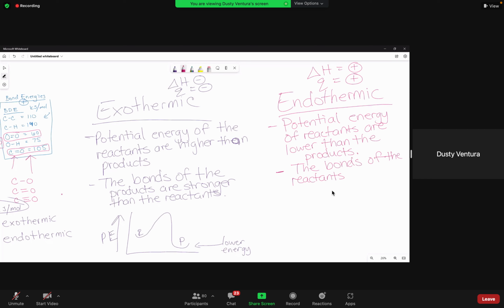No, it's a good thing. You don't want to expend energy. You want to be as chill as you possibly can. Zero point energy is always the goal. So the bonds of the reactants are weaker than the bonds of the product.